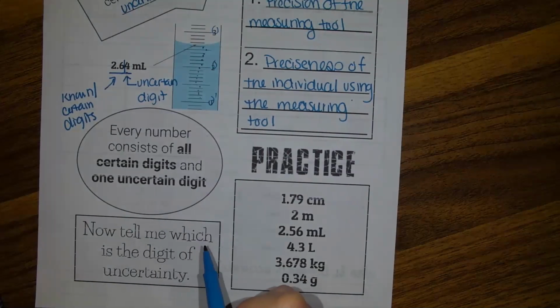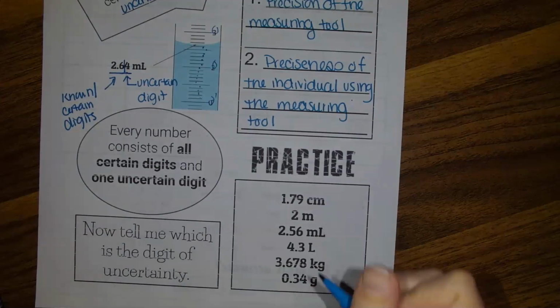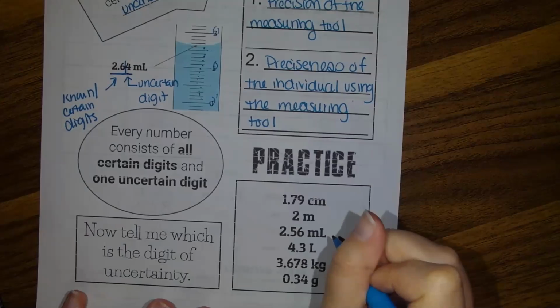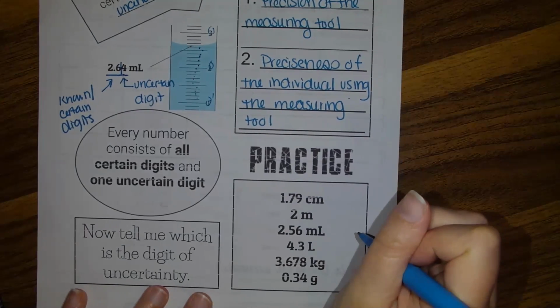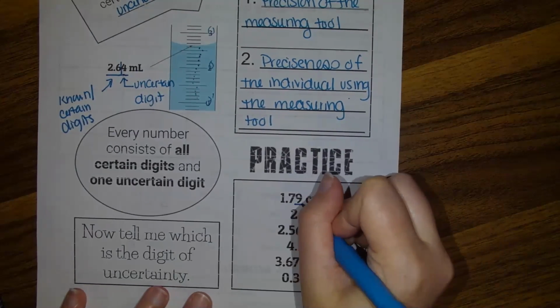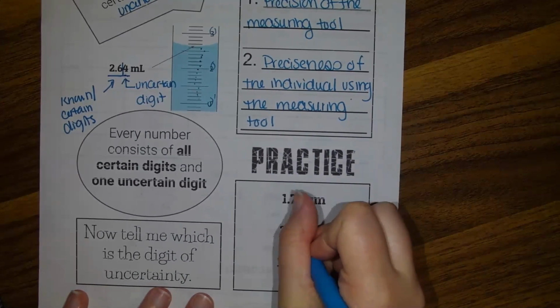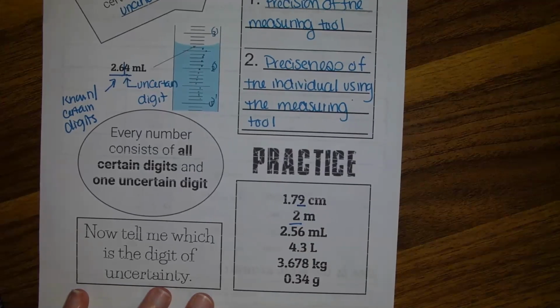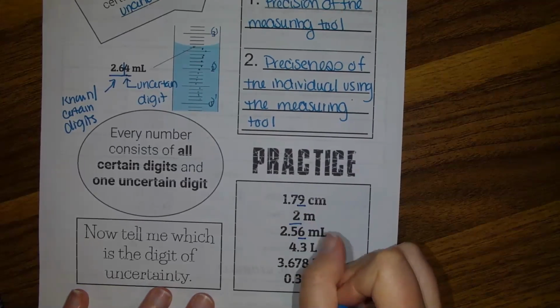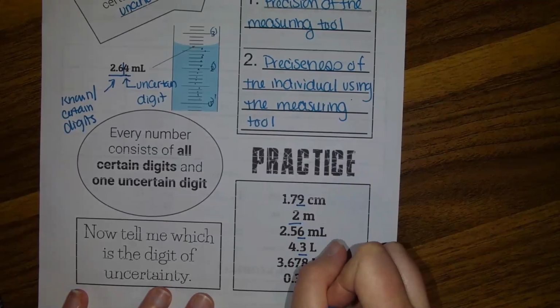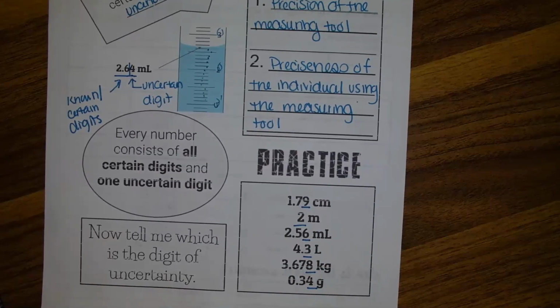So let's go ahead and practice. Tell me which of these is a digit of uncertainty. So it's always just going to be your last digit. That's kind of the easy way to remember this. So your last digit is the 9 there. Here, our 2 is actually our digit of uncertainty. We have a 6, 4, 8, and 4. 6, 3, 8, and 4. All of those are the last digits, and those are your digits of uncertainty.